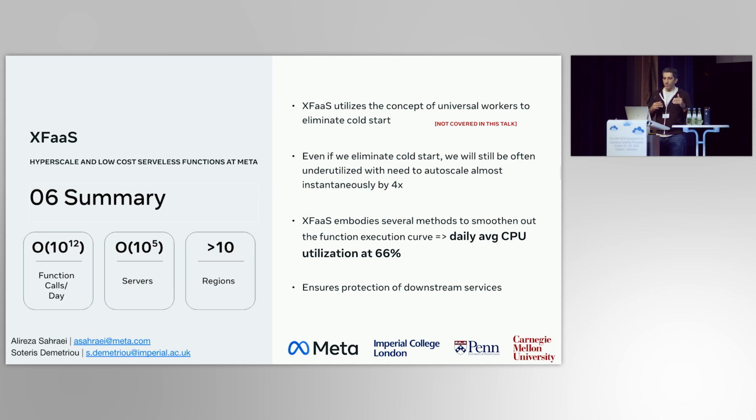So without being able to reduce the peak to trough ratio, we would have to have underutilized machines and auto scale up to 4x to be able to handle that traffic. With the methods that we showed in this presentation, we're able to actually smoothen out the execution curve and get the daily average utilization at 66%. We also covered some of the features that we have for the downstream protection.